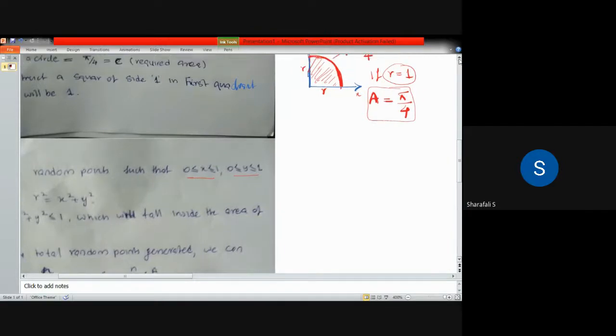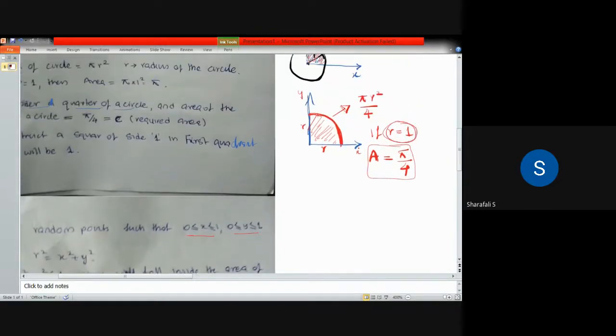So considering r equal to 1, which means that this is equal to 1. Here also we are having 1. So x variation is from 0 to 1, right? 0 to 1. So x should vary: x is greater than or equal to 0 and less than or equal to 1.